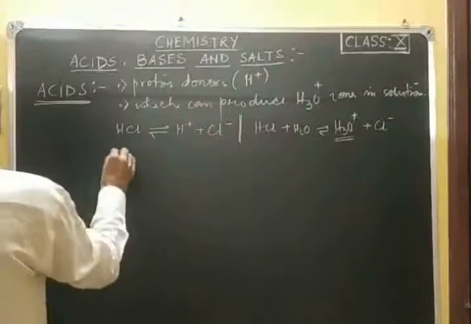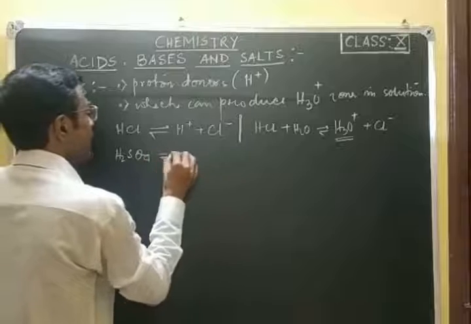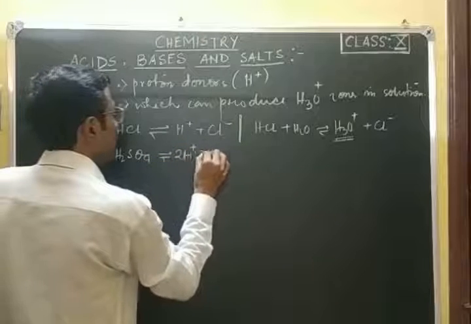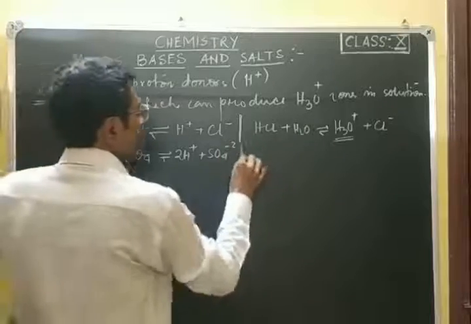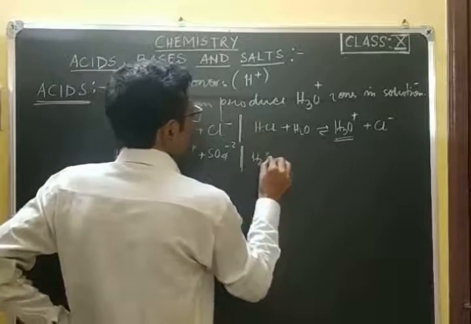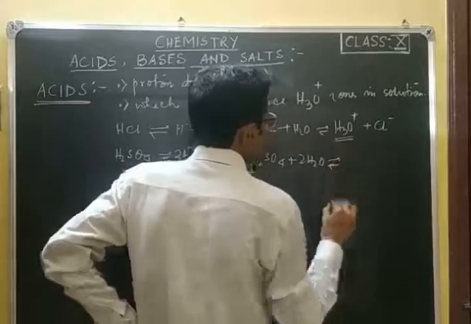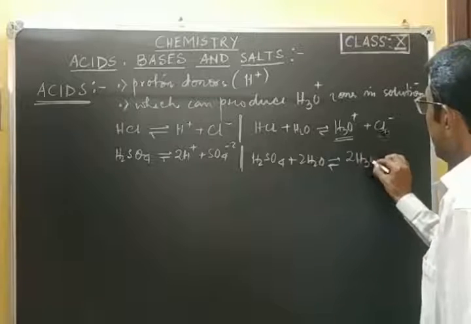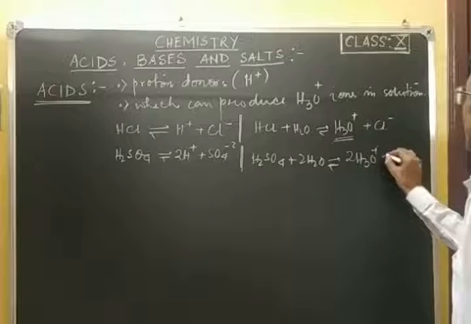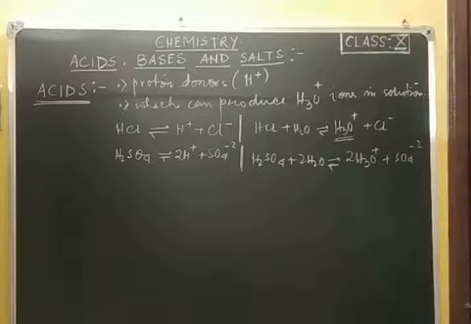Similarly, we can write another example of this one. Learn these few examples very properly. H2SO4 dissociates into 2H plus and SO4 minus 2. Or in other words, we can write H2SO4 plus 2H2O, they can produce 2 units of hydronium ion, H3O plus, and SO4 minus 2. So these are the few things.